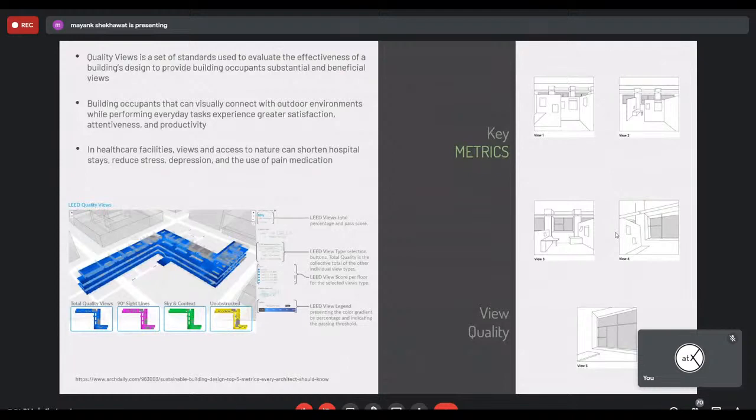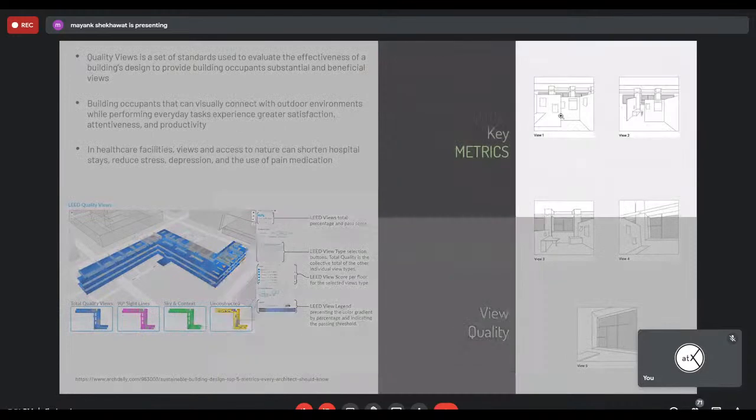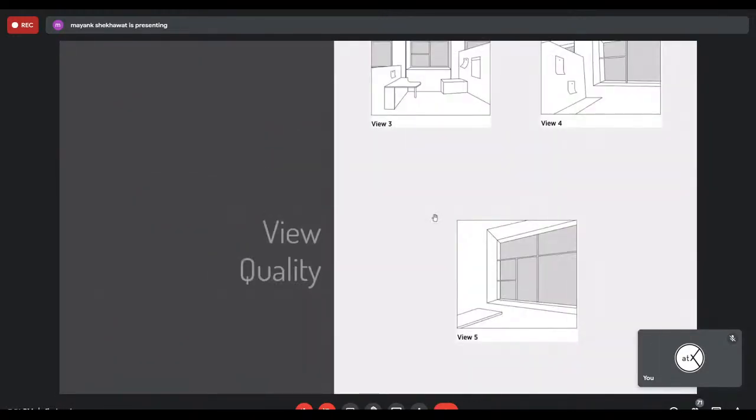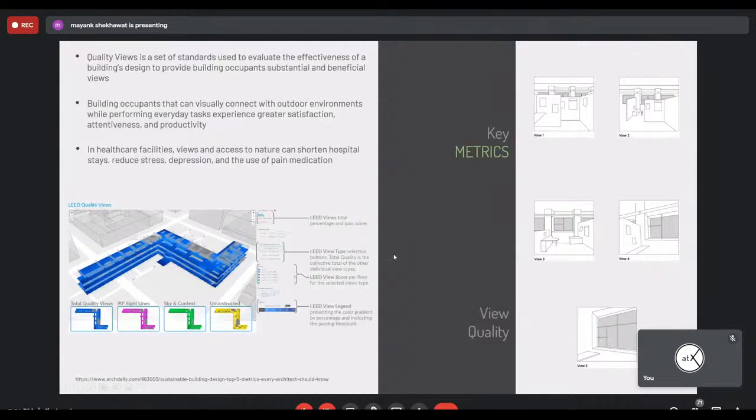So on the right-hand side, that's a different thing that I just wanted to bring out because I felt it was interesting as well. Now in LEED, the views are measured as per view factor. So you have view one, which is the worst one, and then you have view five, which is, I would say, the best one. And that's pretty much how you can get more points. So if maximum views are in the view five, view four category, you gain more points. If you can see view one, I wouldn't want to sit and work there at least.